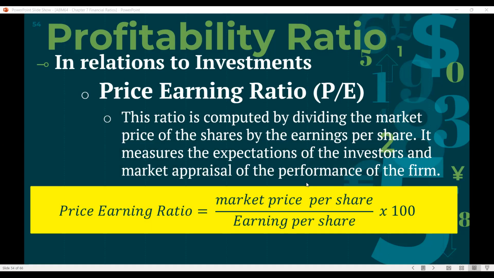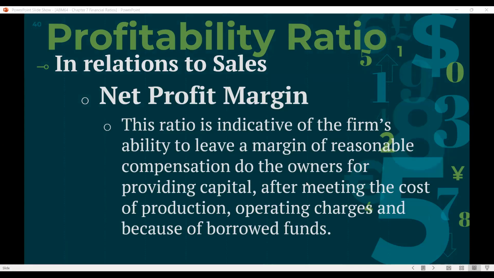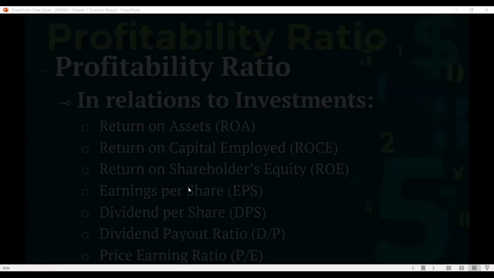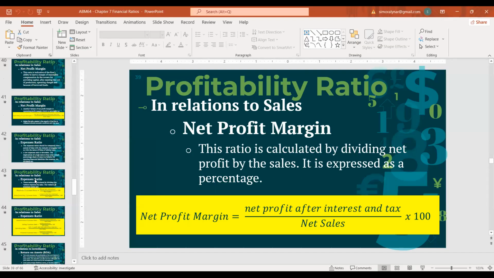So that's it for profitability ratios. Medyo daghan siya based on investment and sales. So for sales, just another overview. Let's go back. For sales, we have GPM, gross profit margin, net profit margin, and expenses ratio. While for investment, we have ROA, ROI, ROCE, ROE, EPS, earning per share, dividend per share, dividend payout, and price earning ratio. So these are part of the profitability ratio.